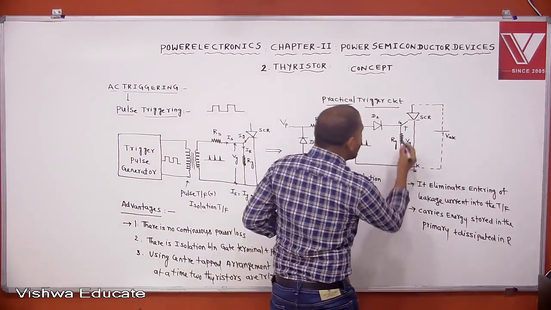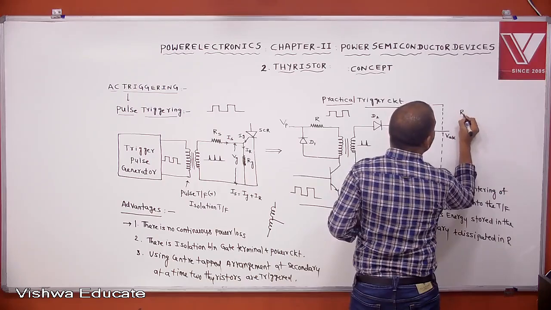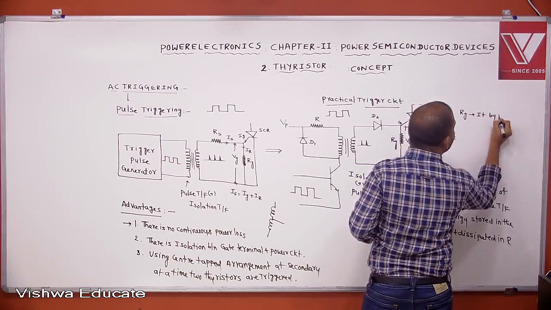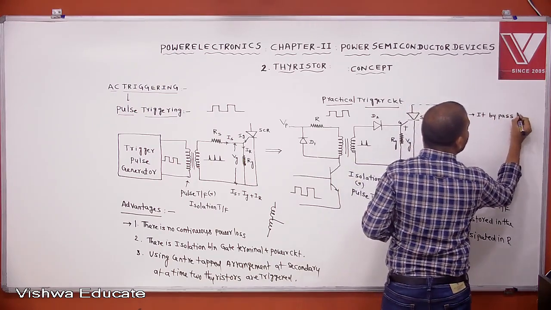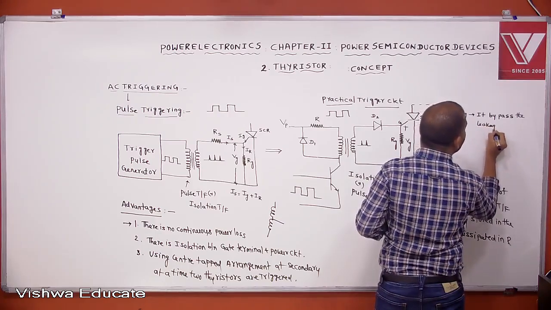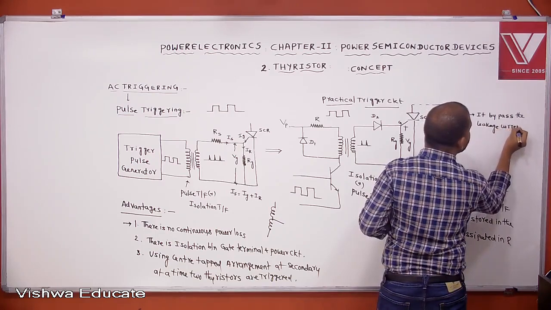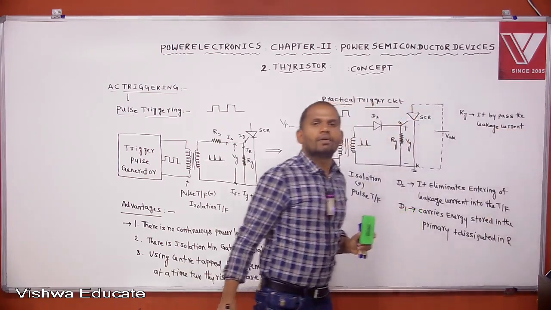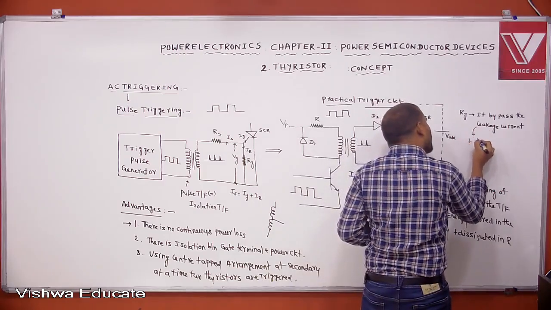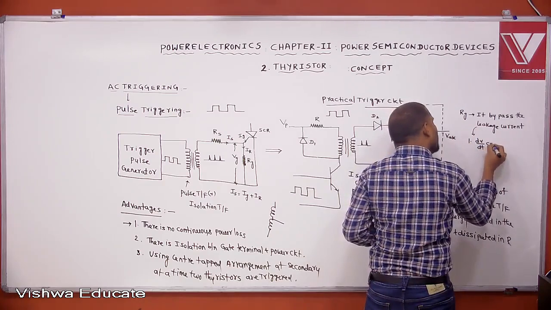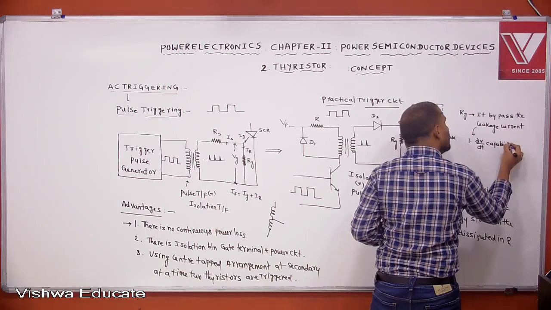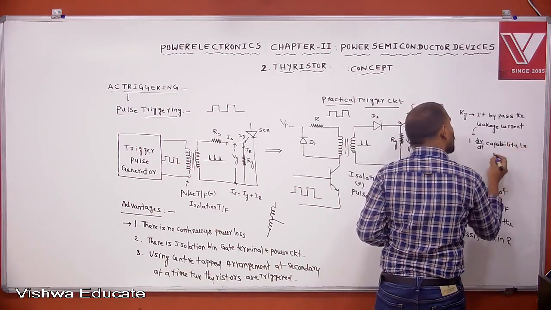Okay. What is the purpose of using RG? It bypasses the leakage current. Then, if the leakage current is bypassed, what happens? dV by dt capability is improved.